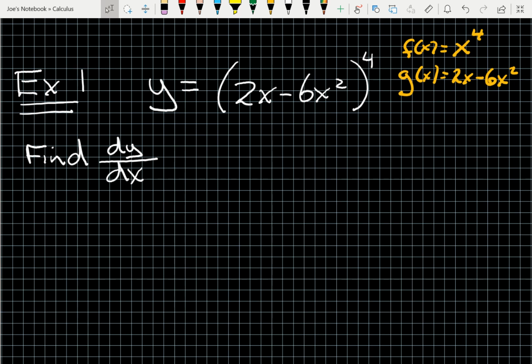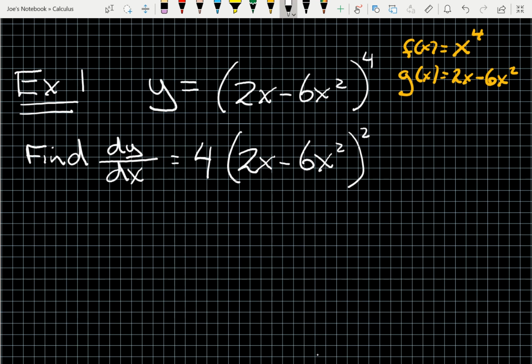So let's have a look. Let's have a go at this. All right. So now dy/dx, the derivative of y with respect to x. My dy/dx is going to look like the derivative of the outside function. So we got our 4 down here, leaving the inside alone, so that's going to be 2x minus 6x squared, reduce the power by 1.